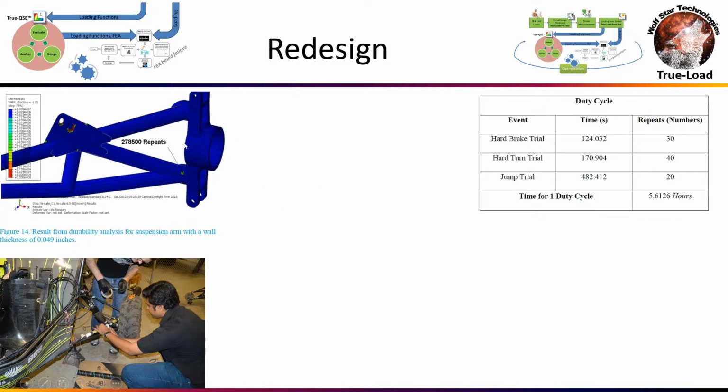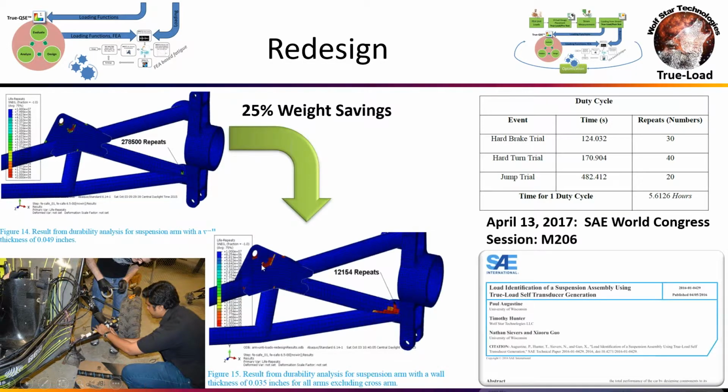They don't need to be that robustly designed. So they went through a redesign process to thin up the tubes. And so they basically were able to thin up all the tubes except for this diagonal tube. And they were able to take 25% of the weight out of the structure just by doing some very simple redesigns here. And to have a high confidence, they still have 12,000 repeats. They've still got more structure than they need.